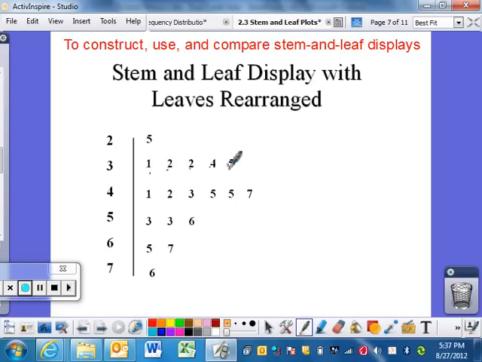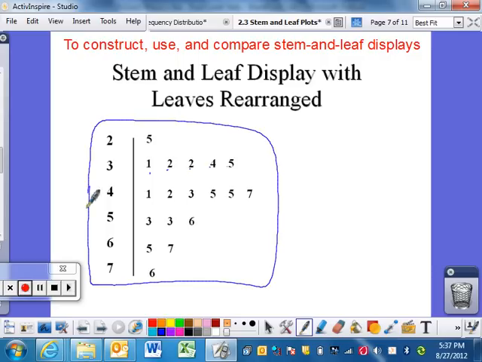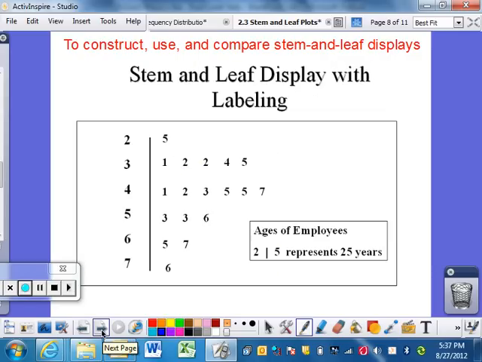I think this is easier. You keep it more organized. You tend to lose less information this way. Okay, so this is what you really want it to look like when it's all said and done. The leaves are totally rearranged and you have it labeled.